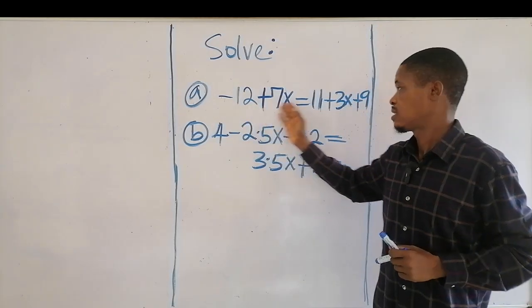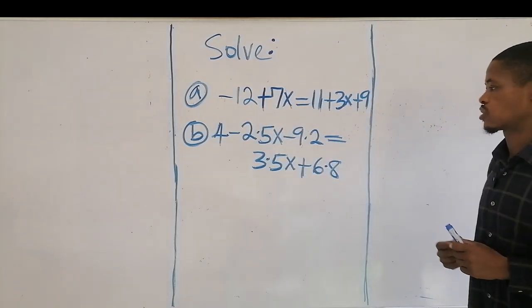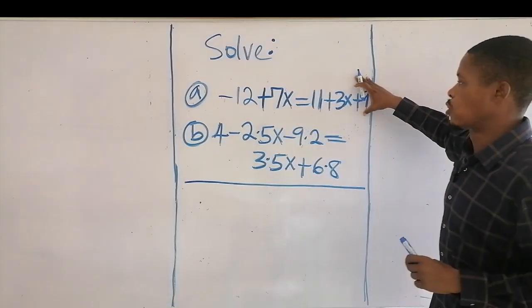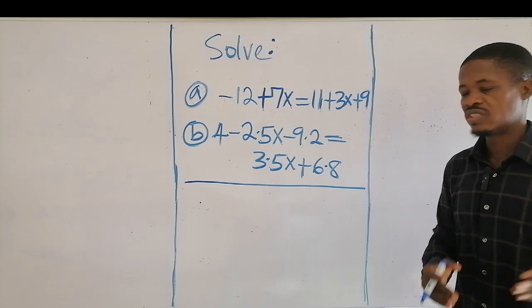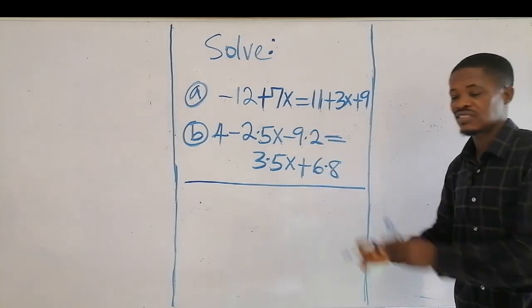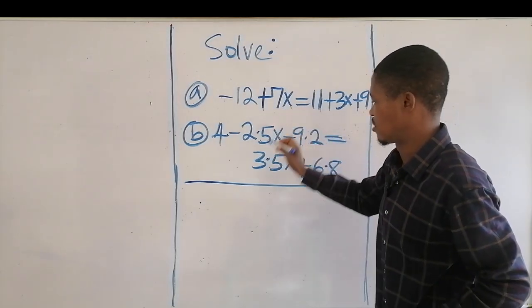as the left side and the right side. Let's see the solution to these questions. For the first one, for the A part, we're going to connect like terms. Arrange the numbers to one side, and arrange the letters to another side. Okay, we're going to bring the letters to one side.